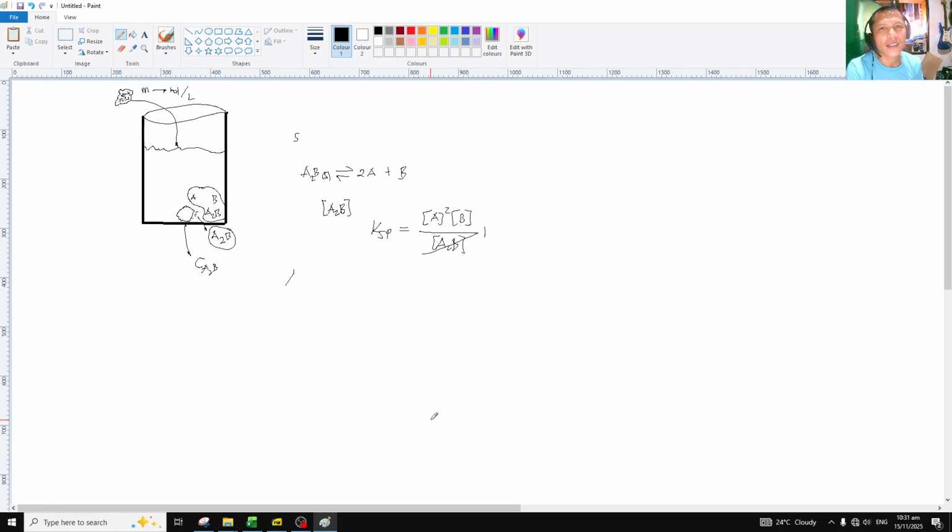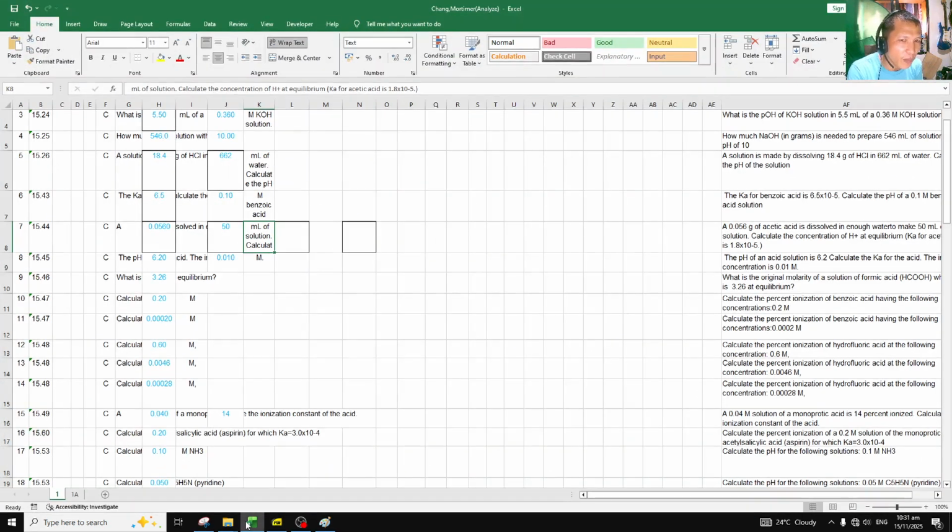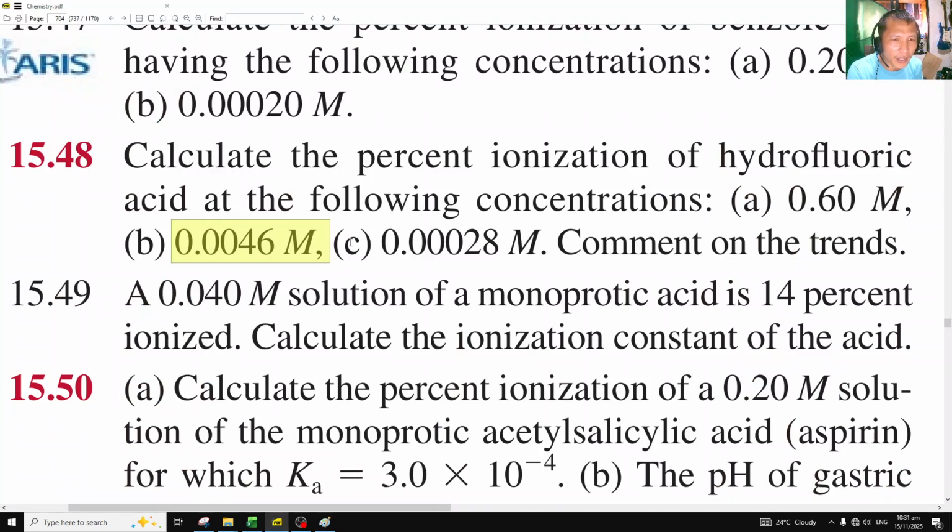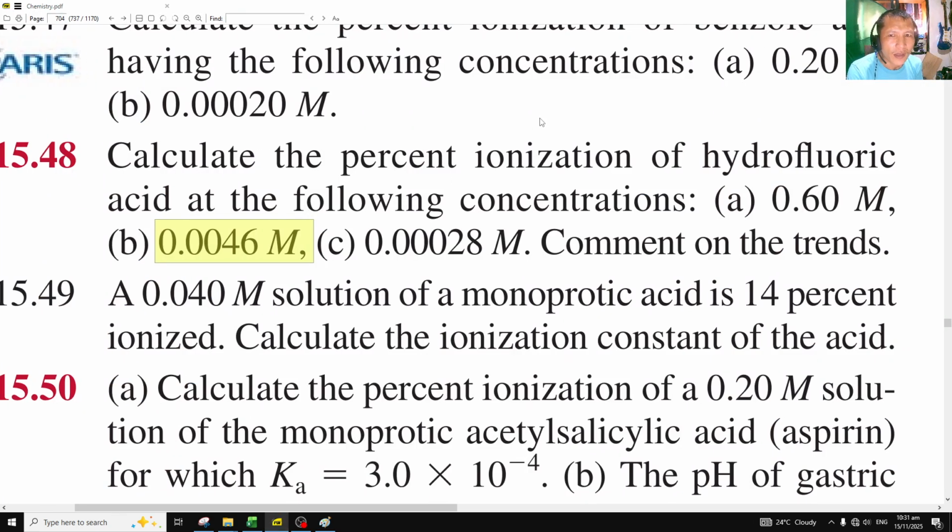Okay, so, solution. Actually, I'm trying to make the quiz. I have my quiz in Excel. While making the quiz, I saw that we need to discuss percent ionization. So, calculate the percent ionization of hydrofluoric acid of the following concentration. So, 0.6.